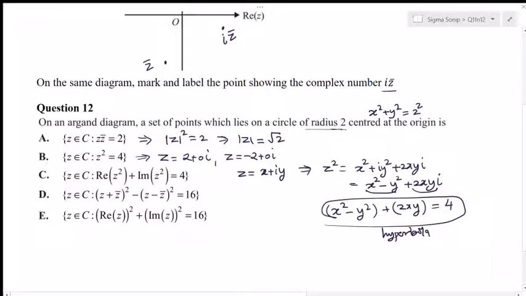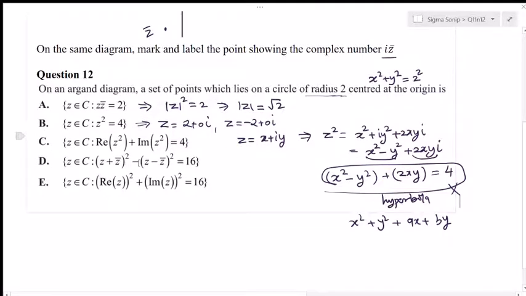In a circle, you would have x square plus y square, and you don't have product terms, you should have only ax and by. You cannot have x and y together, so this is not a circle. So again, option C is not a valid option either. Okay, let's look at option number D.